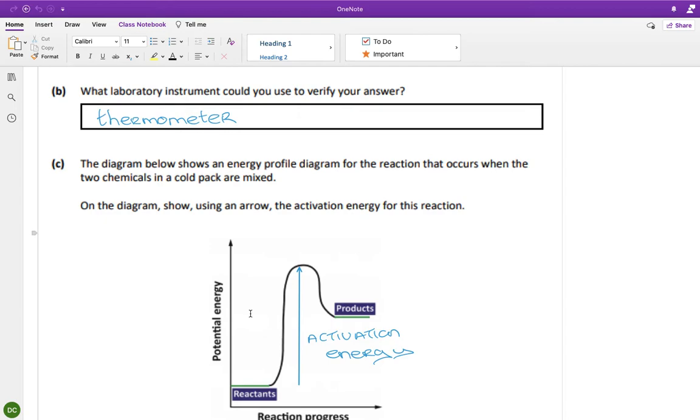The diagram below shows an energy profile diagram for the reaction that occurs when two chemicals in a cold pack are mixed. On the diagram, show using an arrow the activation energy for this reaction. So the activation energy goes from down here where the reactants are, and then it needs to take in all of this energy in order to reach that minimum amount of energy required for the reaction to happen. So the activation energy goes from down here where the reactants start right up to the top.